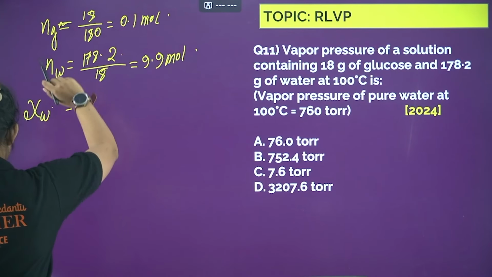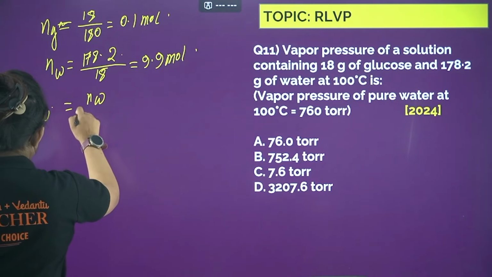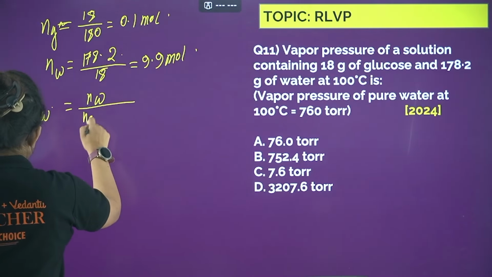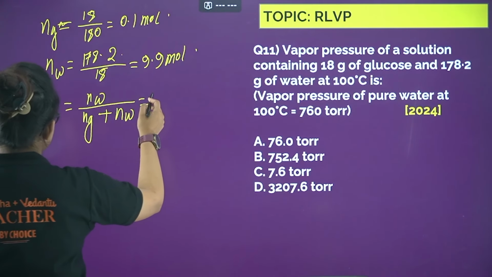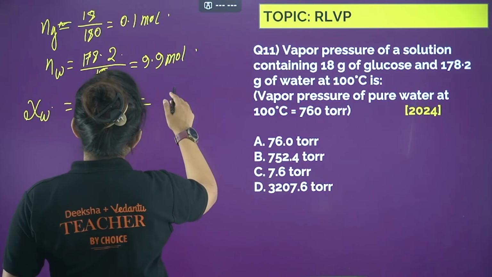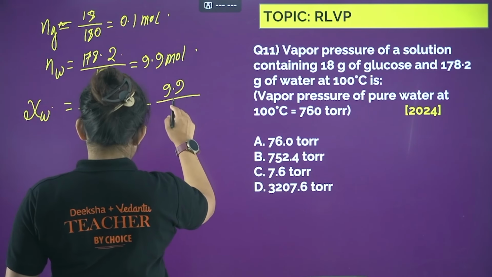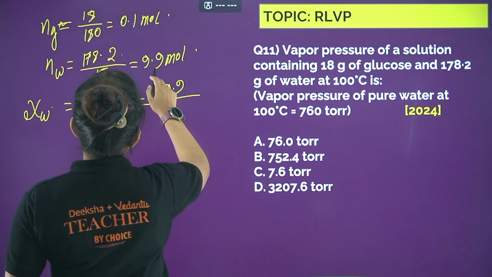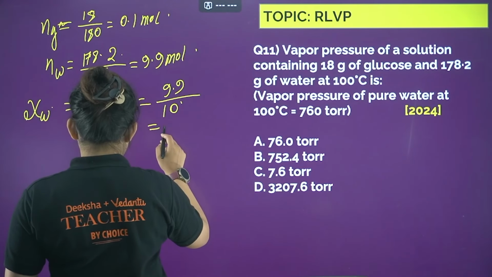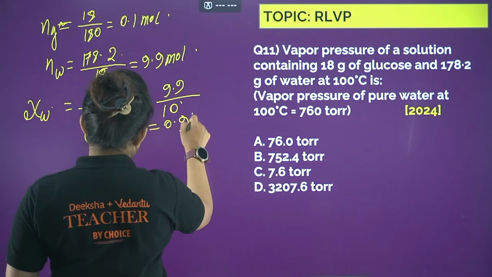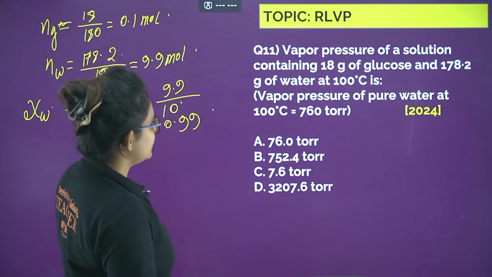So from here what you are going to get is the number of moles of water divided by the number of moles of glucose plus the number of moles of water. Simply put the values over here: 9.9 divided by 9.9 plus 0.1, that is 10, right? So I am getting the value 0.99. 0.99 is the mole fraction.